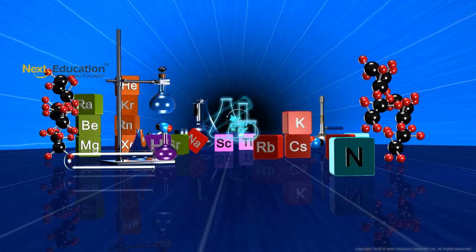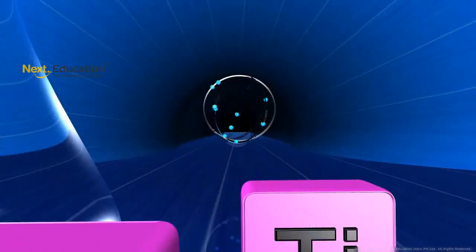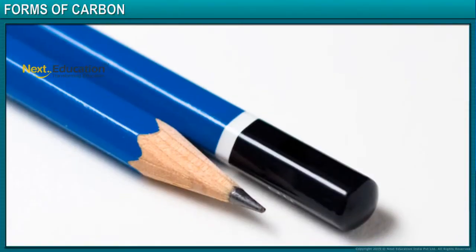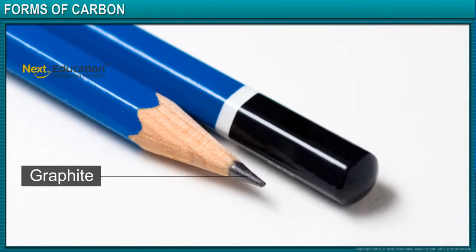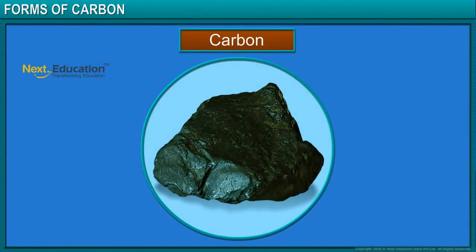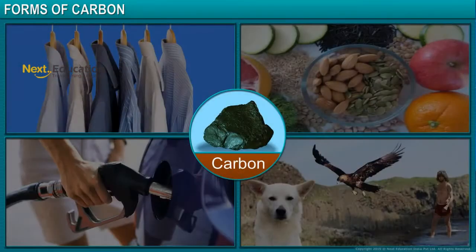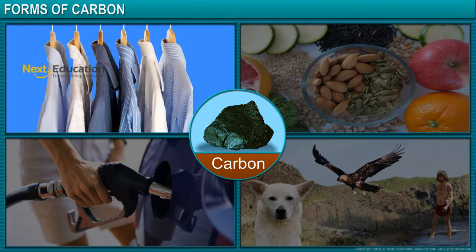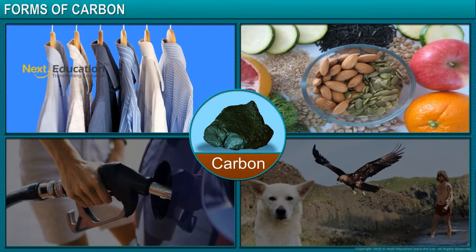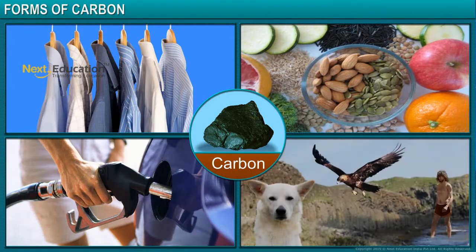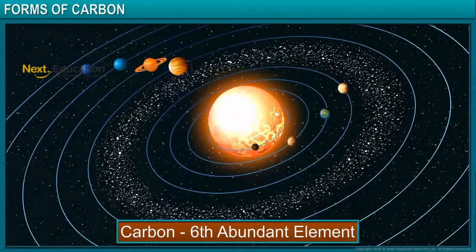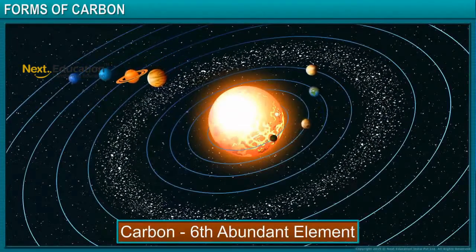In this module, you will learn about forms of carbon. Lead pencils contain graphite encased in a wooden covering. Graphite is nothing but carbon. In fact, carbon is found practically everywhere in your surroundings. It is present in the clothes you wear, the food you eat, the fuel in your car, and in the tissues of all living beings. No wonder, carbon is the sixth most abundant element in the universe.